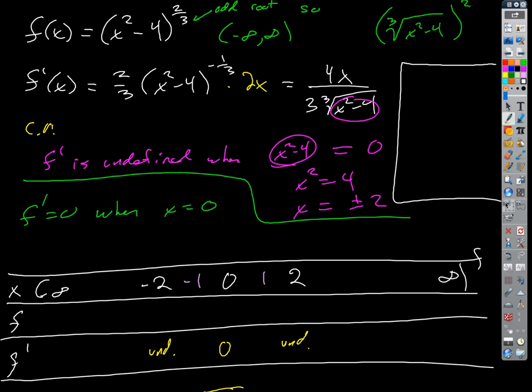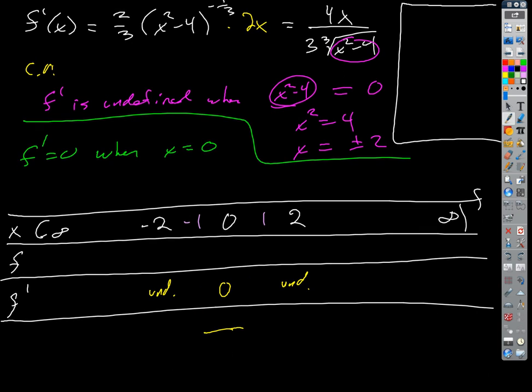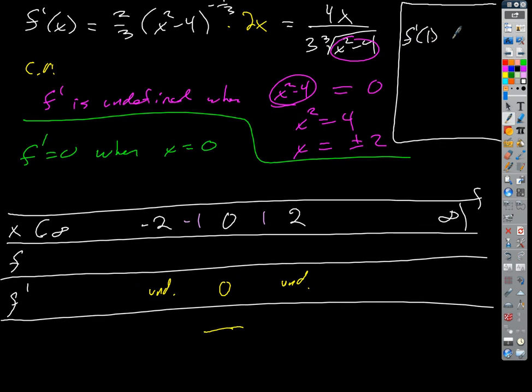Okay, so now if we calculate f prime of 1, what's that going to be? If I plug 1 in, what's the sign of the top going to be? Positive. What's the sign of the bottom going to be? Negative. Negative, right? So I'm going to get positive over negative equals negative. So at positive 1, we get a negative first derivative. What about at negative 1? The top is negative, bottom is negative, right? Negative over negative gives me positive.